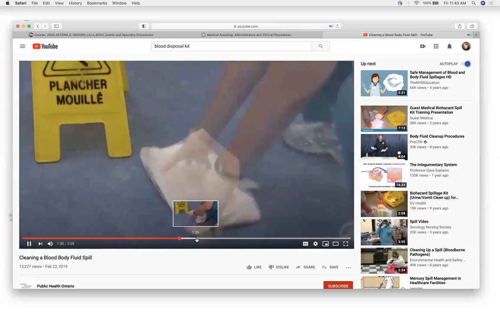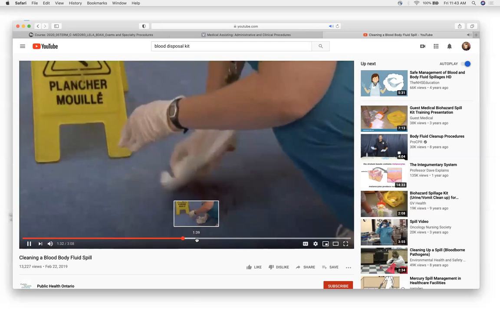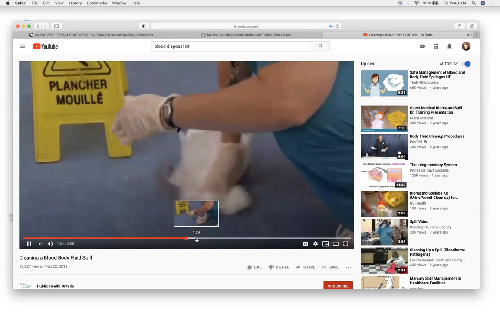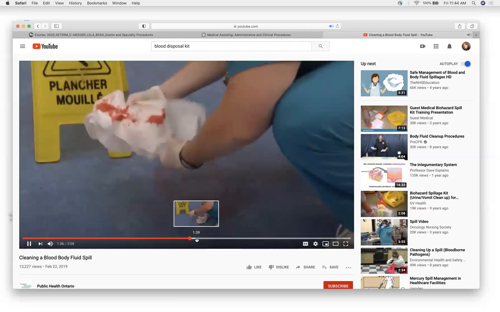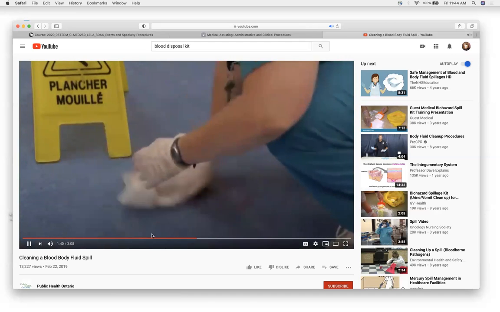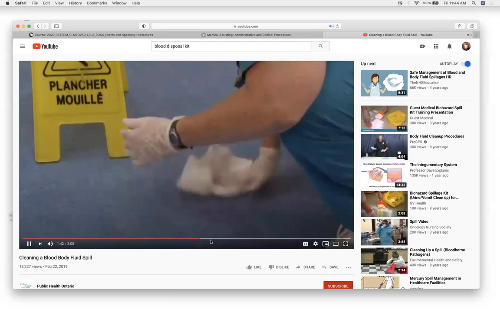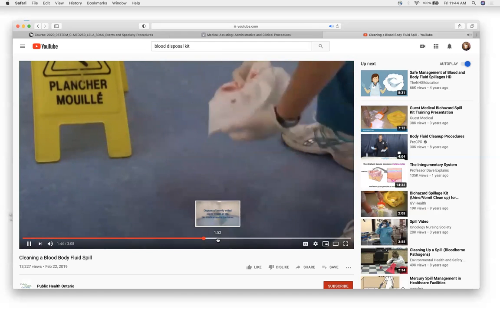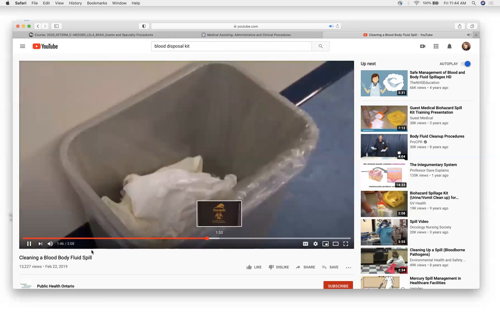Spill powder. Wipe up the spill using disposable towels. Step, as a disinfectant will not be effective if applied directly to blood or body fluids. Dispose of the materials by placing them into a regular waste receptacle.